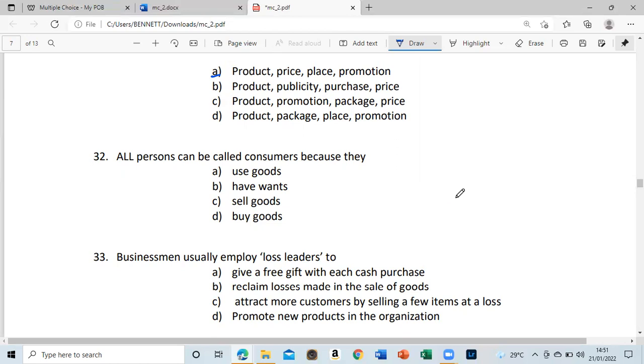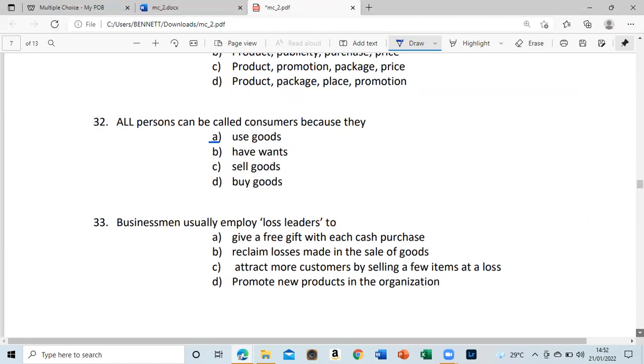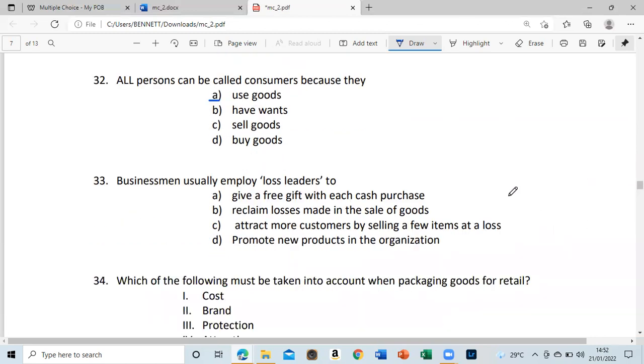All persons can be called consumers because they A, use goods, B, have wants, C, sell goods, or D, buy goods. And 32, this one is a bit tricky. Use goods, but if I use goods, it doesn't necessarily mean I buy. What about a person who will never buy anything and gets everything from somebody?